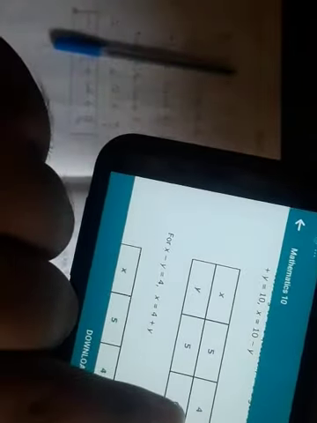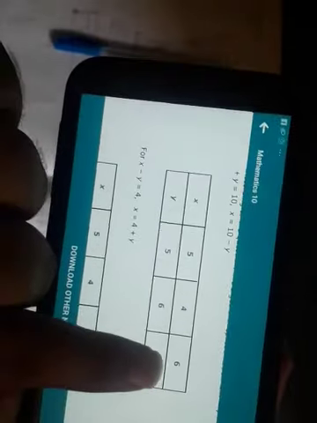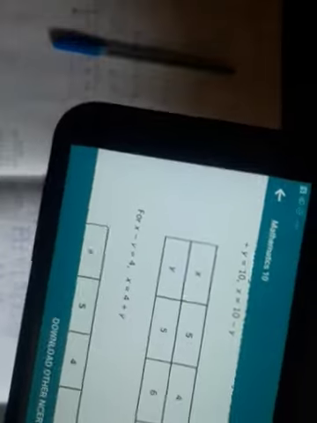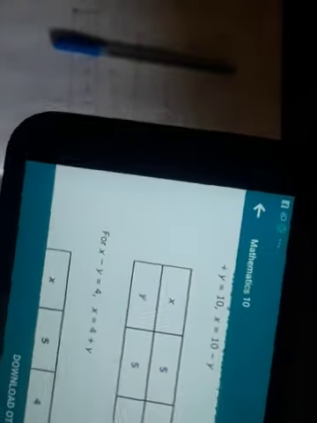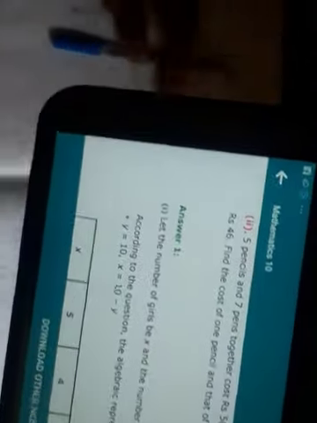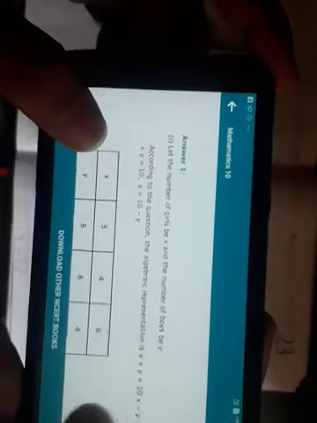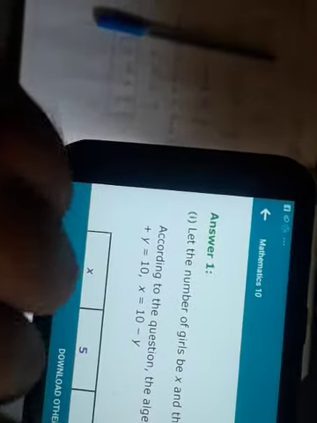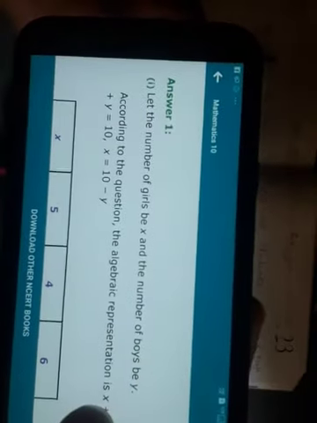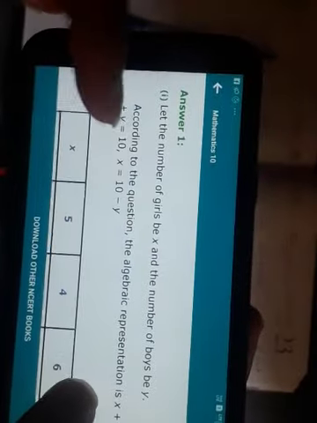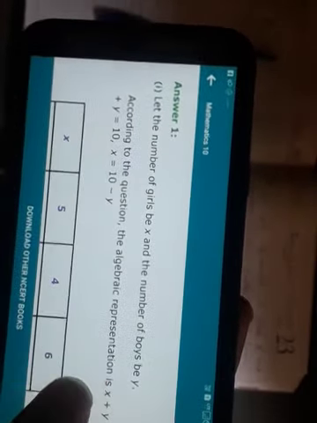Then they put x equal to 4 and get y equal to 6. When x equals 6, then y equals 4. Remember one thing: we have taken the number of boys as x and the number of girls as y. Here they have taken the number of girls as x and the number of boys as y. That is the difference, otherwise there is no difference.